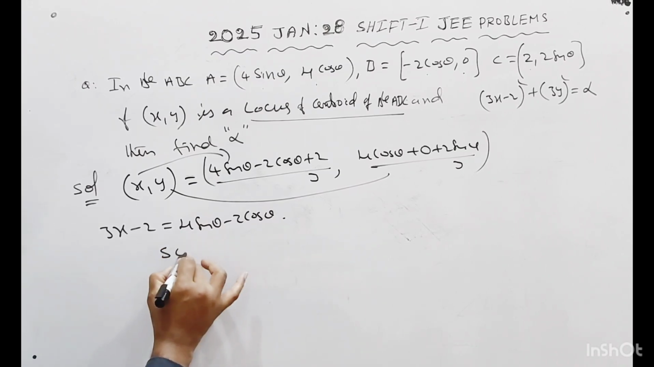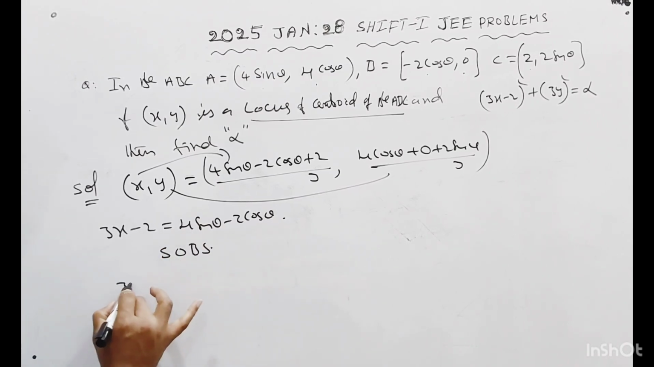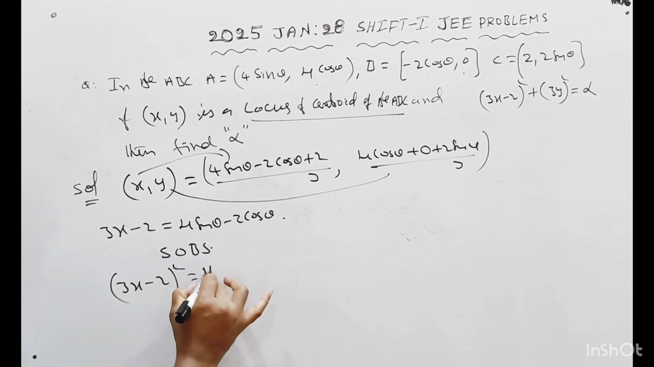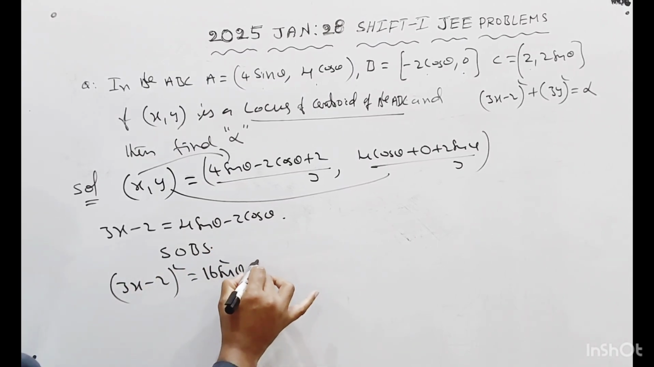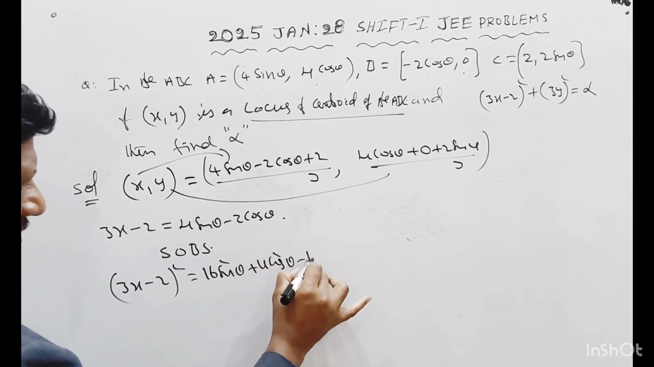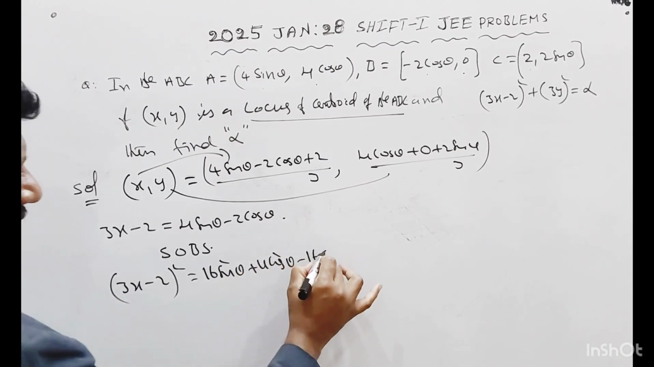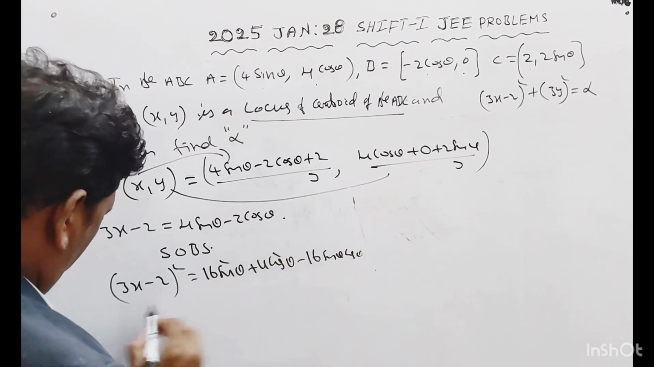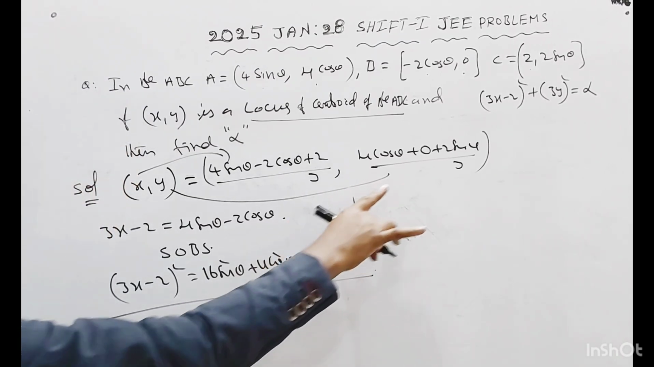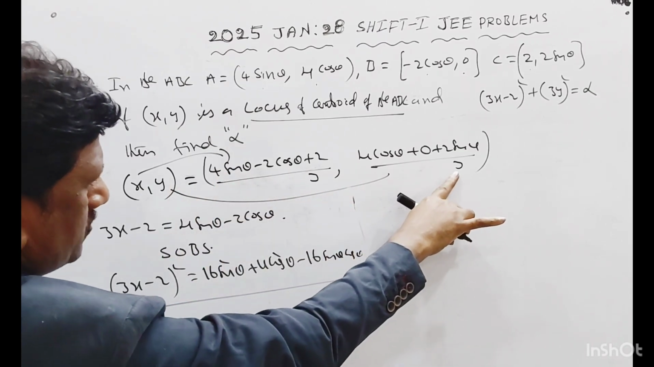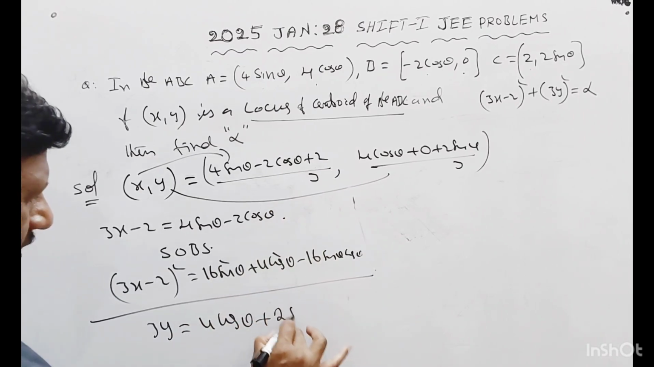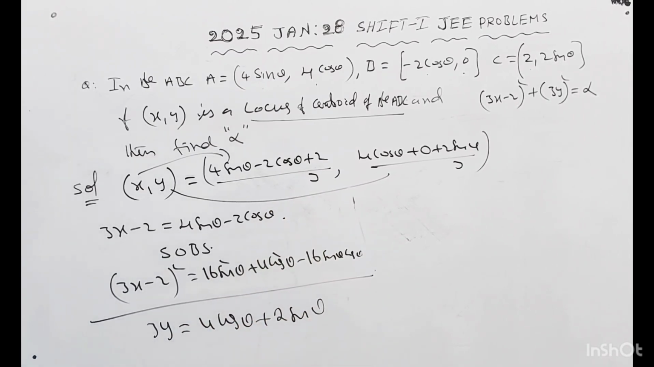Then you do squaring on both sides. So if you do squaring on both sides, you will get (3x minus 2) whole square is equal to 16 sin square theta plus 4 cos square theta minus 16 sin theta cos theta. Similarly, whenever you compare these two pairs, you send 3 to this side, you will get 3y is equal to 4 cos theta plus 2 sin theta. Here also do squaring on both sides.